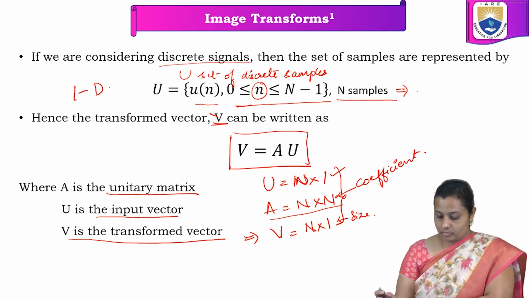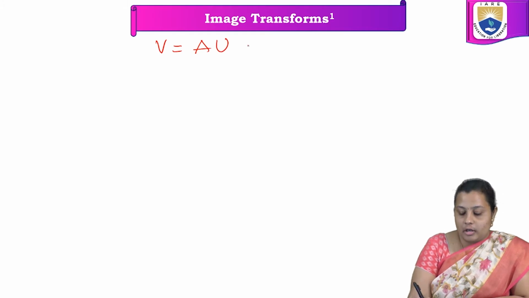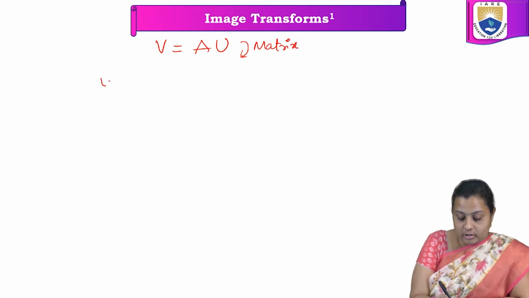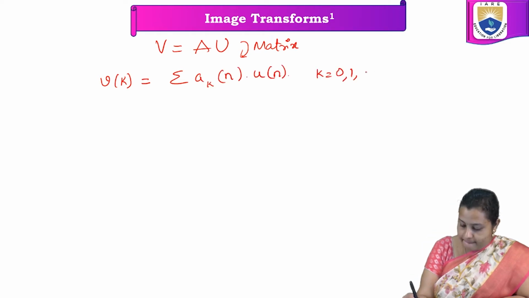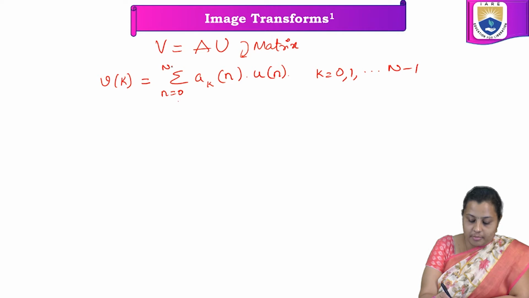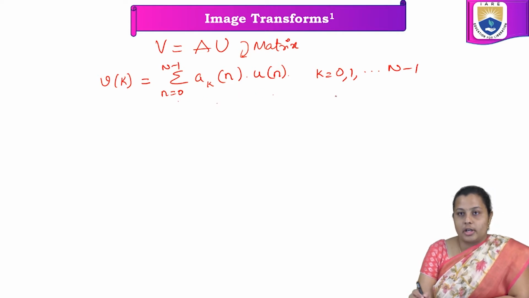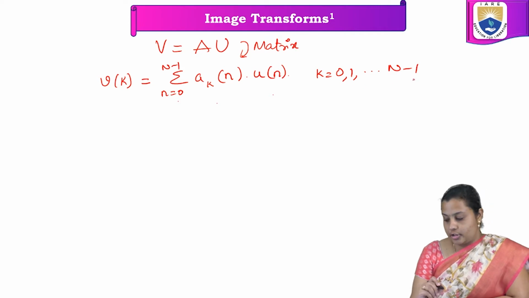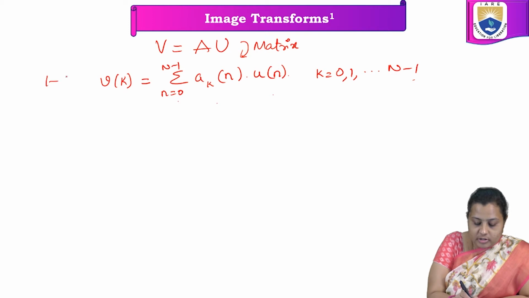Similarly, now we have v equal to Au. If we convert this matrix representation into a mathematical representation, we can write v of k equal to the summation over n from 0 to N minus 1 of a of k, n times u of n, where k ranges from 0 to N minus 1. This is the 1D representation.